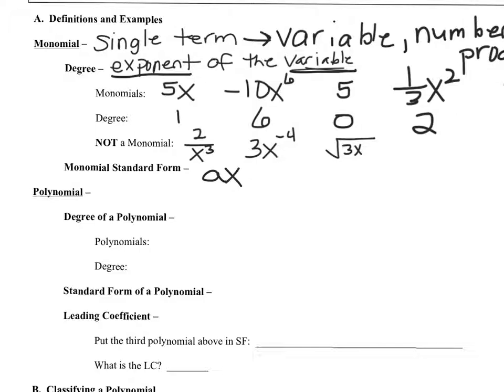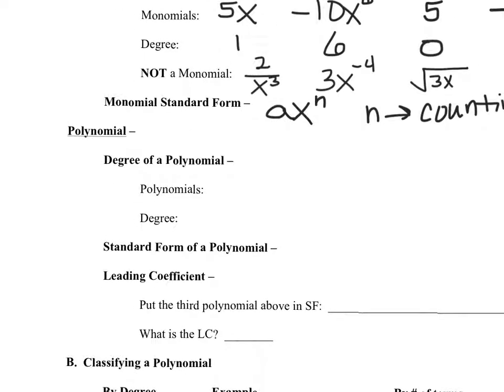Now, a monomial, what it looks like in standard form is this. A x to the n, where n is going to be a counting number. Yeah, you have to know what those numbers were. Remember, real number, irrational, rational. That was the first day of school. You have to know that stuff. A counting number. So n has to be like 1, 2. Actually, it could be a whole number because n could be 0. Well, whatever.